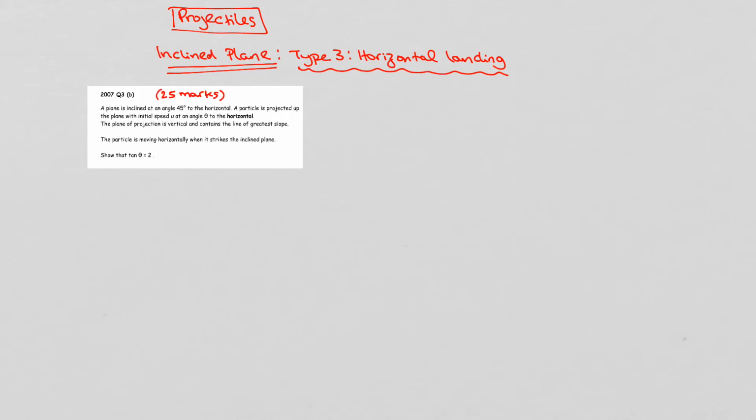Projectiles, inclined plane, type 3, horizontal landing. So this question is 2007. We're told that a plane is inclined at an angle of 45 degrees to the horizontal.